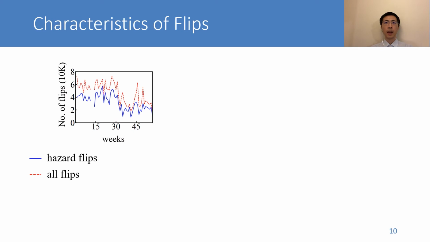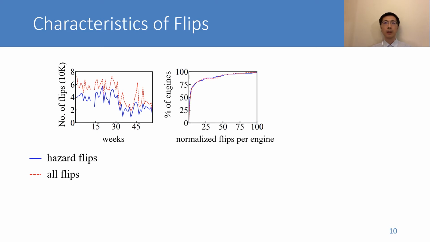This figure shows how flips change over time. The blue line represents the number of hazard flips in each week, and the red line represents all flips. There is no obvious change over time. The second figure shows the CDF of engines on the number of flips. All except one engine generate flips. However, the red line is skewed to the left, indicating that a small group of engines contributes the majority of the flips. We have similar observations on hazard flips.